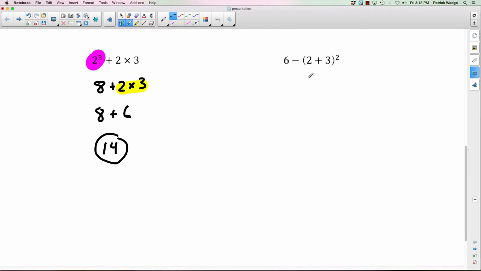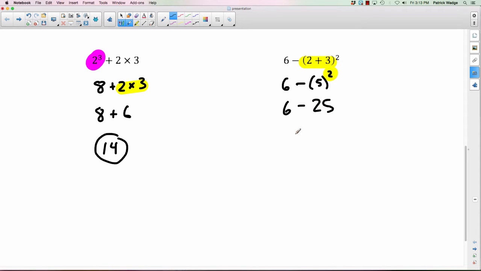All right, next one. First thing we look for is brackets, and we do have brackets, so we're going to do this first, the part in the brackets. So I'm going to rewrite the 6 minus. 2 plus 3 is 5. I'm going to keep it in brackets and then squared. Okay, I have a takeaway sign and I have a squared here. What should you do first? You should do the exponents. So this squared here only refers to the 5. So I have 5 squared, or 5 times 5. 5 times 5 is 25. So I still have the 6, I still have the minus, but 5 squared is 25.